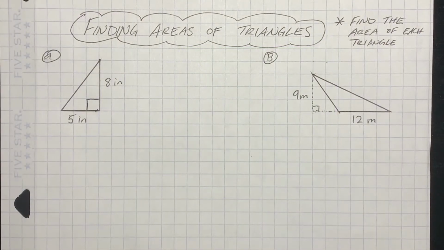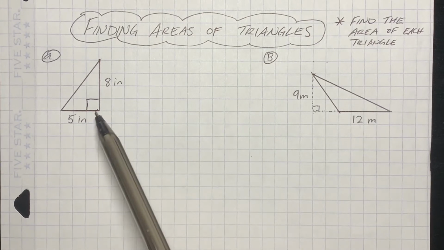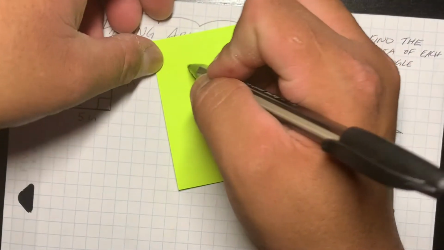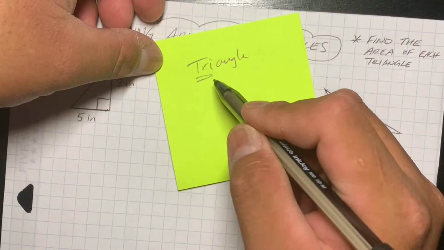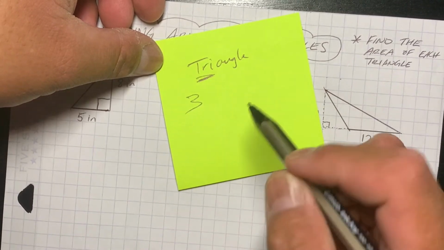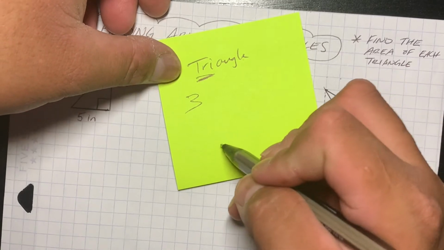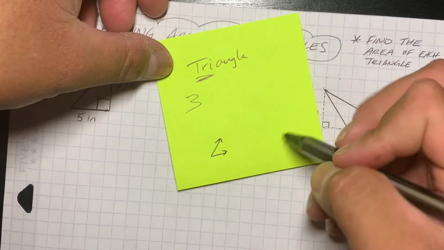All right, we're going to find the areas of triangles. So our directions tell us to find the area of each triangle. So here we have two examples, A and B. Right here we have this triangle. And again, triangle. Tri right here means 3. So we're saying 3 angles. So let's draw a triangle. Let's draw 3 acute angles, less than 90 degrees.